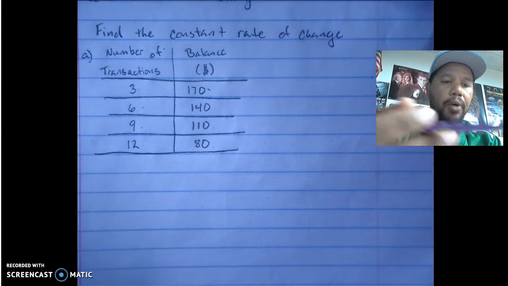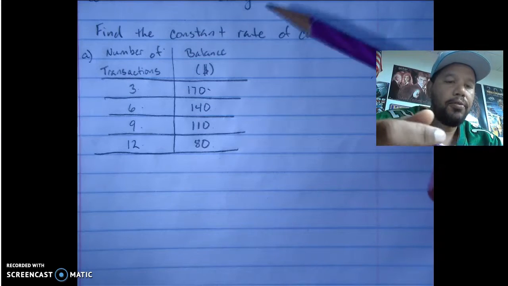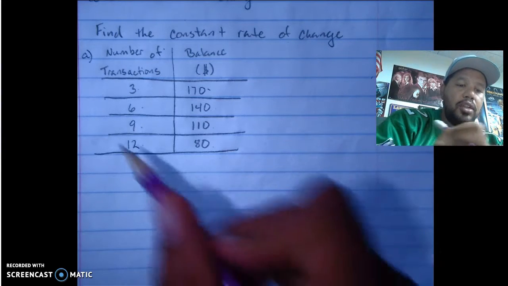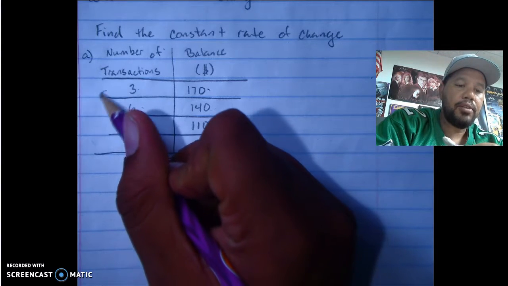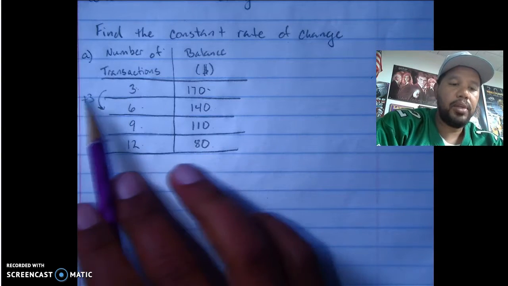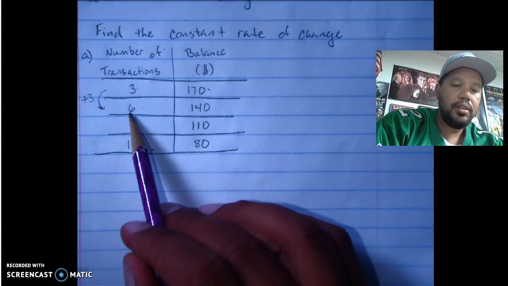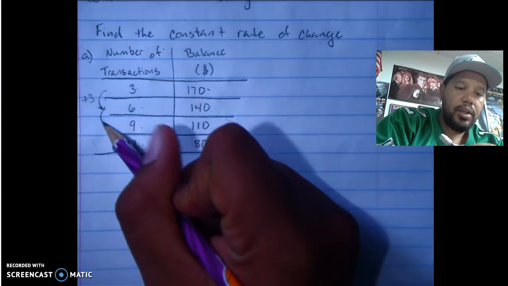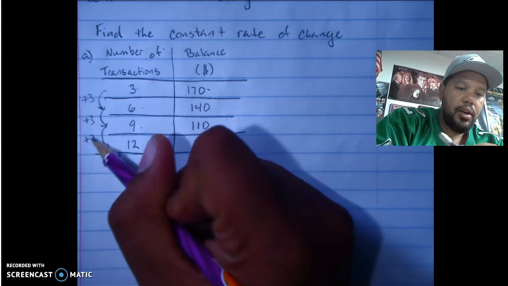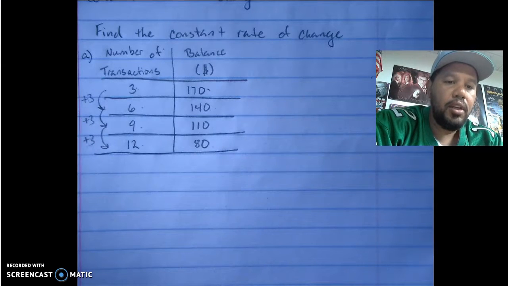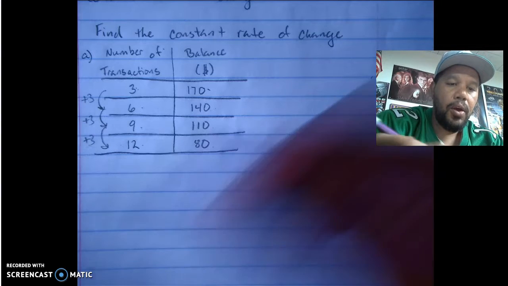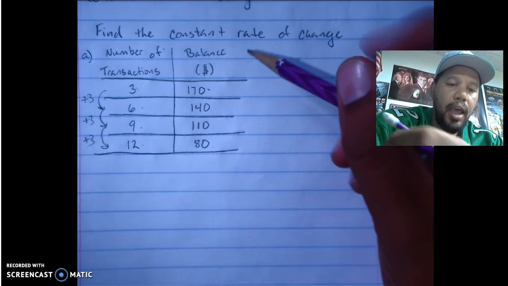So we want to see how each of the parts changes. If we go from 3 to 6 transactions, how does that change? It is being added by 3. 3 plus 3 is 6. From here to here, it's plus 3. On the left side, the number of transactions is being added by 3. On the right side, the balance, how is that changing?